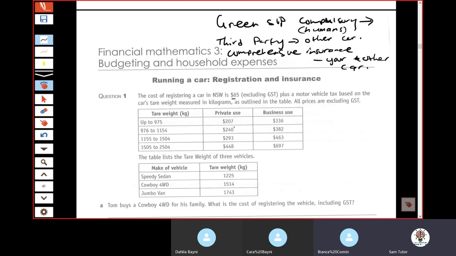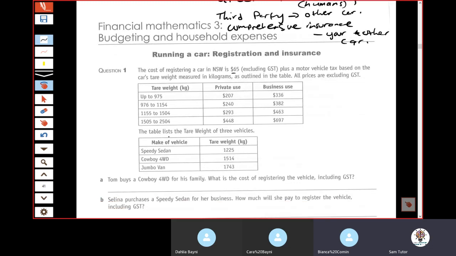It depends if you're using your car for private use or for business use. Business use means if you're using it for a taxi, Uber, I don't know, learning to drive, something like that. That's the type of business use. Private use is pretty much everything else. The table lists the tare weight of 3 vehicles. Speedy sedan weighs 1,200, Cowboy 1,500, and Jumbo van weighs 1,700. Obviously, the heavier they weigh, the more they will cost.